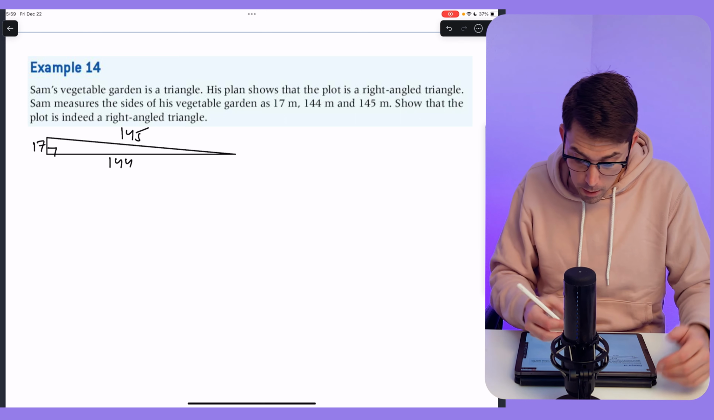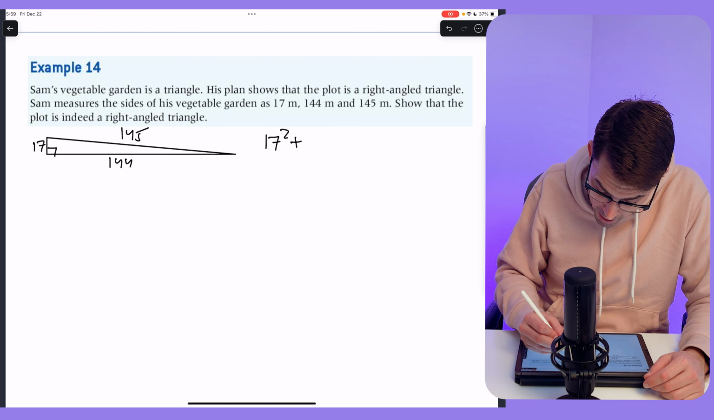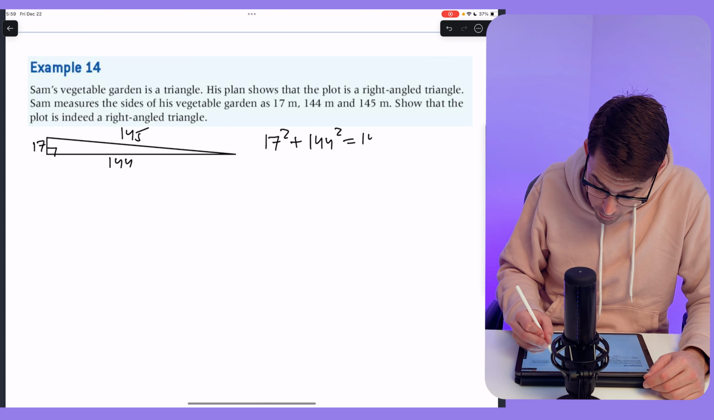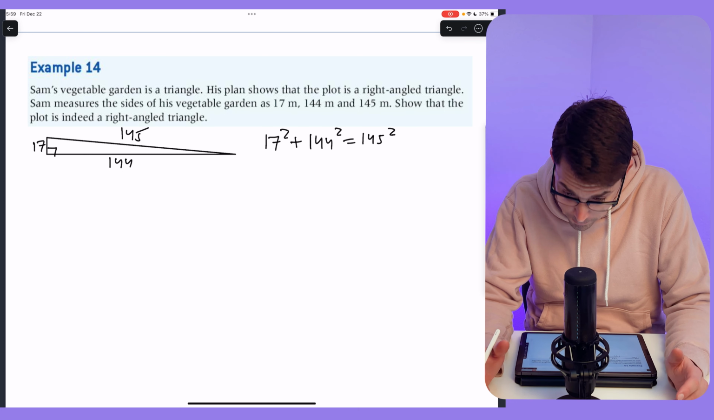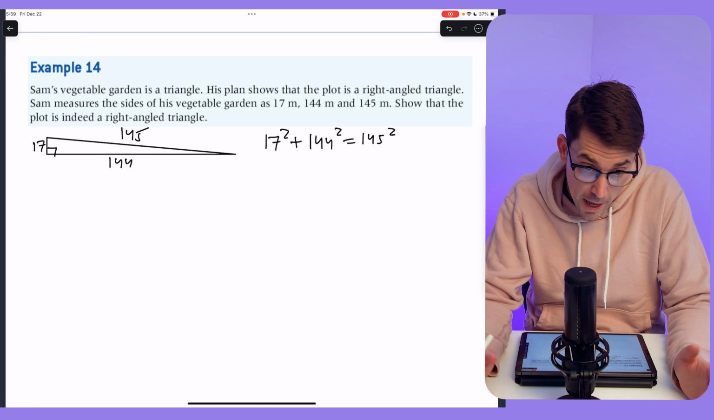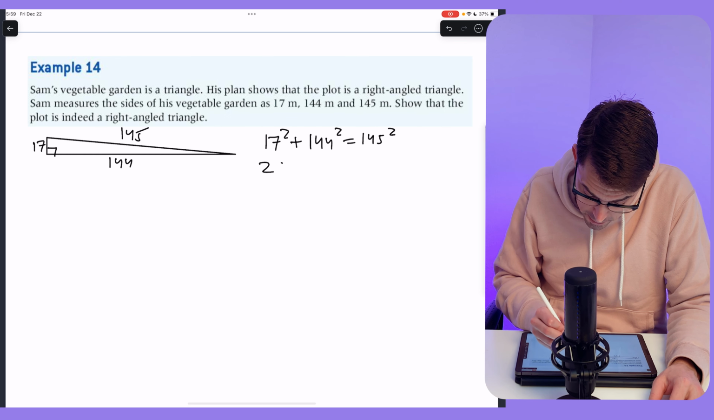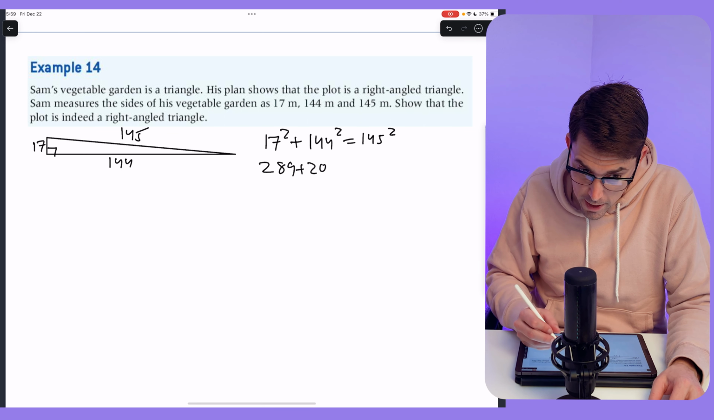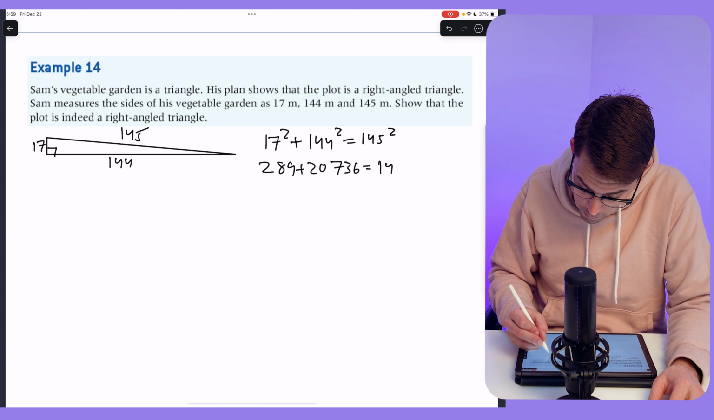So just like our last problem, we're basically asking, does the square of 17, when you add it to the square of 144, equal the square of 145? And now you might want to use your calculator here. You can if you'd like. So basically 17 squared is 289. Then 144 squared is 20,736.